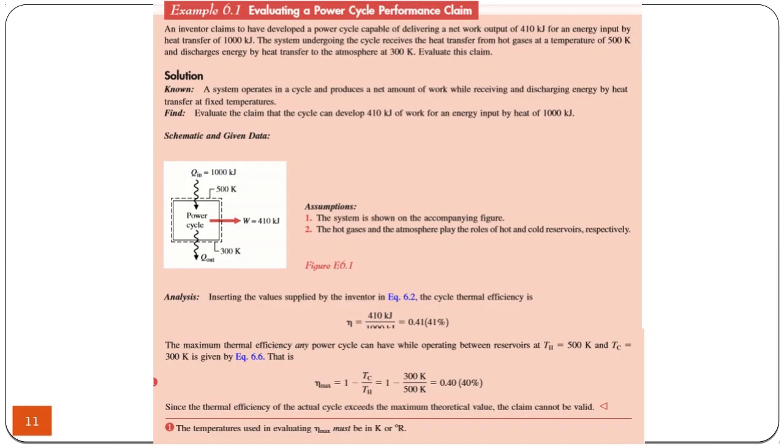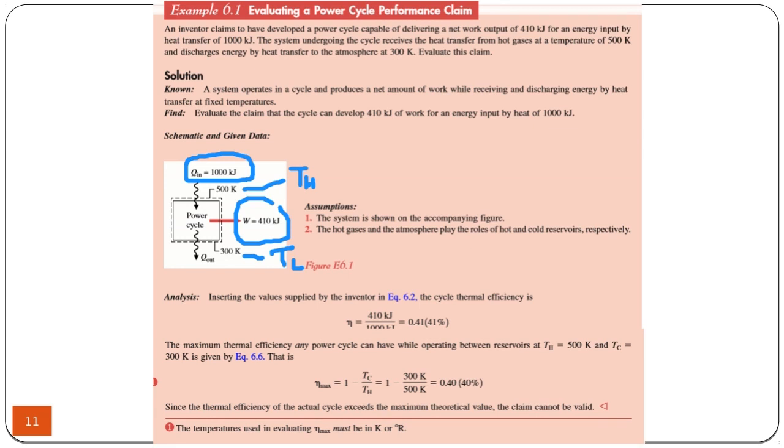There is an example regarding the use of the theoretical maximum efficiencies versus actual efficiencies. According to the example, an inventor claims that he has a heat engine which provides a work of 4010 kilojoules when the hot reservoir is delivered a heat energy of 1000 kilowatt, while the temperatures of the hot reservoir and the cold reservoir are 500 and 300 respectively.